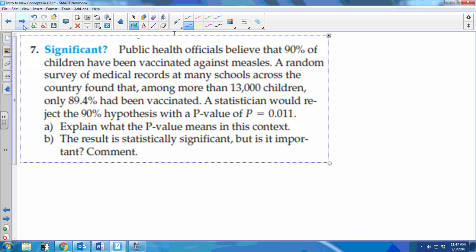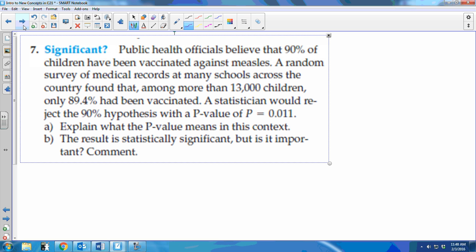Public health officials believe that 90% of children have been vaccinated against measles. A random survey of medical records at many schools across the country found that among more than 13,000 children, only 89.4% had been vaccinated. A statistician would reject the 90% hypothesis with a p-value of 0.011. Explain what the p-value means in this context.